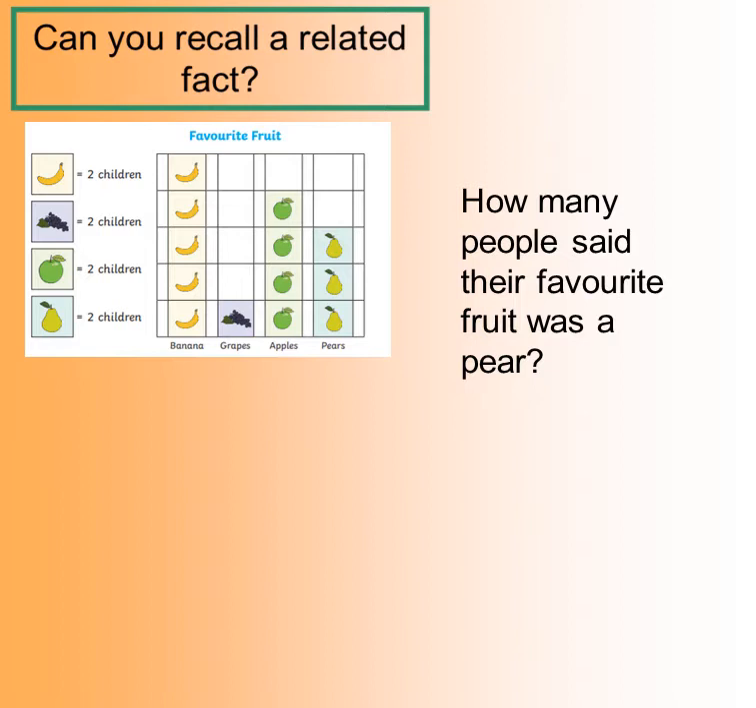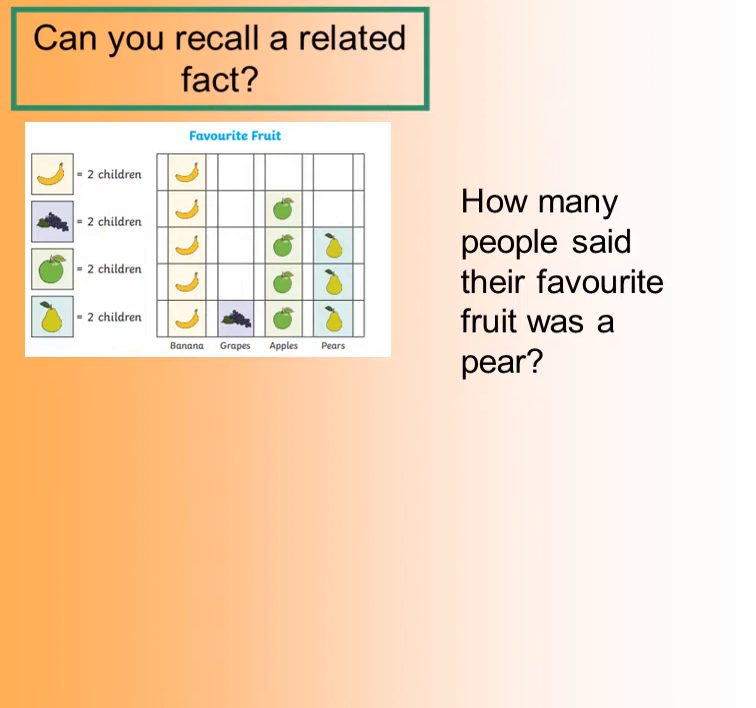Okay, so here is a graph that shows favourite fruit. And if you look at the key on the left-hand side, it says that one piece of fruit represents 2 children that chose it as their favourite fruit. So, how many people said that their favourite fruit was pear? Now, if I look at the chart, I can see that there are 3 pears. However, that doesn't mean that 3 children picked pears, because each one pear represents 2 children.